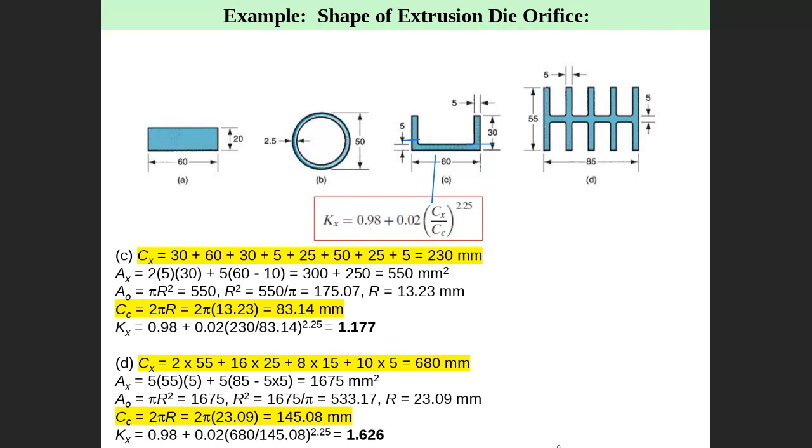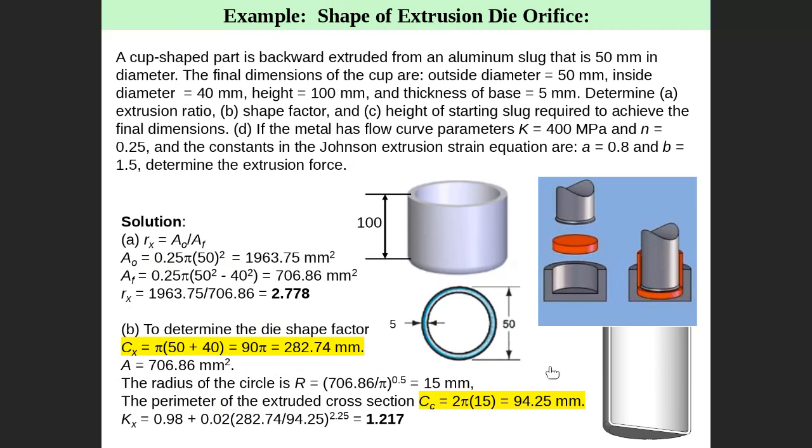This way you get the shape factor. If you get the shape factor, you can apply the equation, then you get the pressure. For the pressure, whether you use direct extrusion or indirect extrusion, you just add kx to the equation, then you can obtain the pressure value. Let's take this example and stop, right?